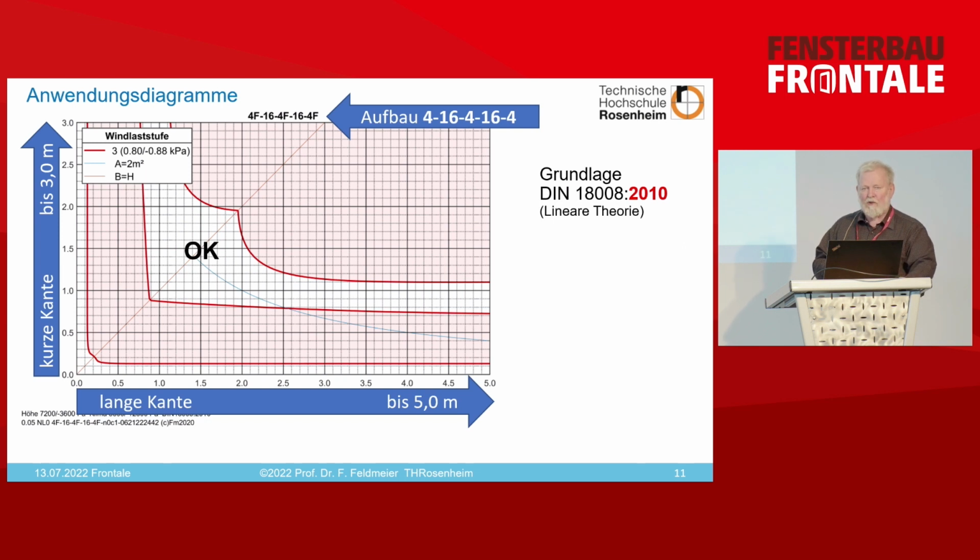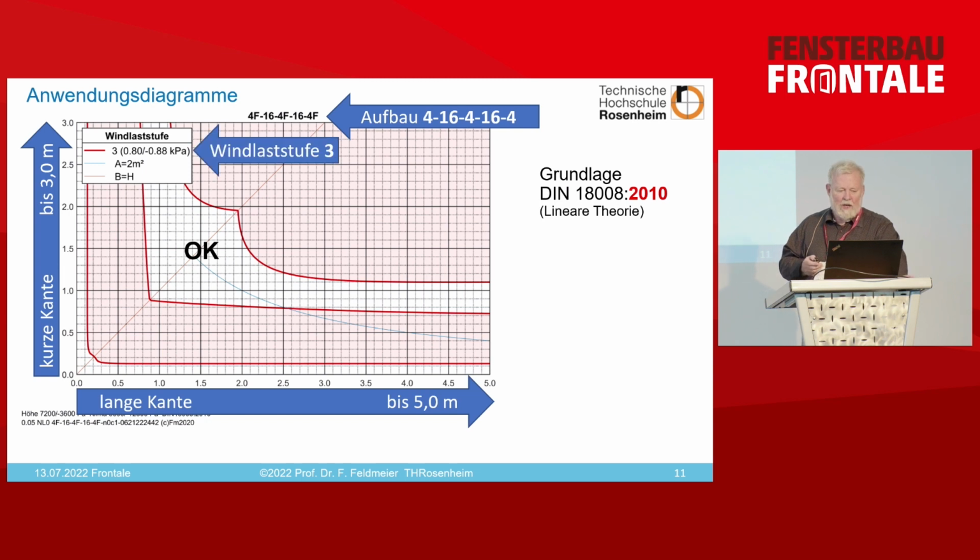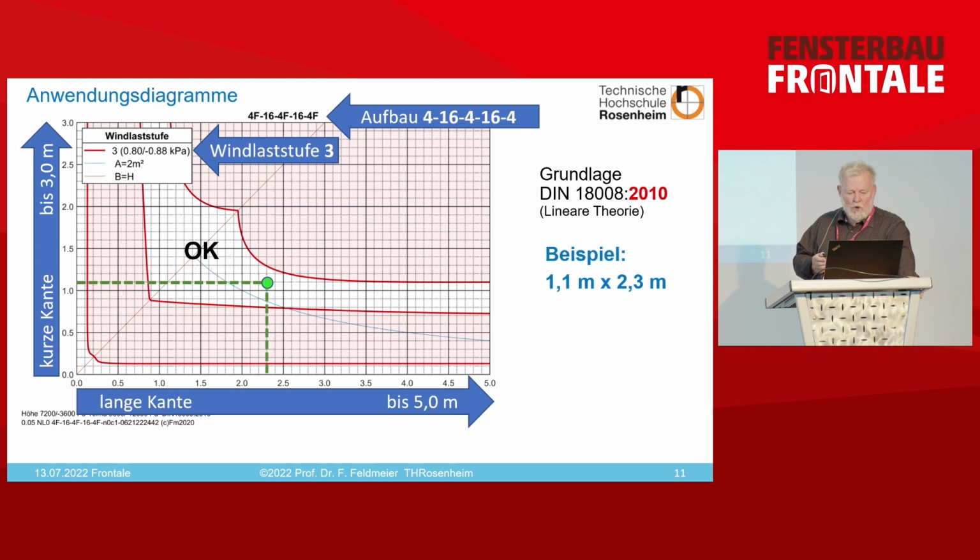Up here, it would be what kind of glass it is. So for everyone, we need to have an individual diagram. And then we also have the wind load level. So in this case, it'd be wind load level 3. And an example, so we have one glass, 110 by 230. 110 would be the shorter edge, and the longer edge would be 230. So we're going to end up at OK. So the glass can be proven to be used.